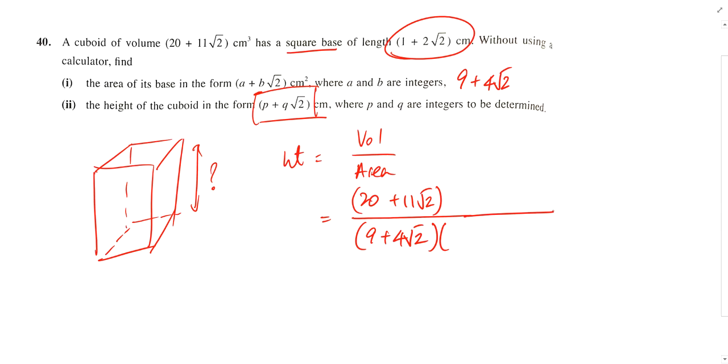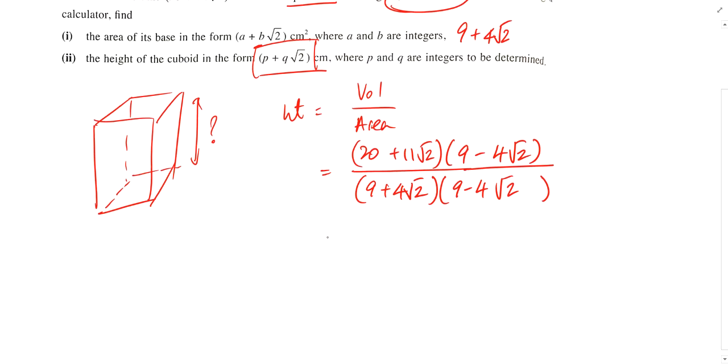What do we multiply in the denominator? So we must do the same for the numerator, 9 minus 4 root 2. Okay? So in the numerator, it's just normal expansion only. 20 times 9. How much is it? 180. Then we take 11 root 2 times negative 4 root 2. How much is that? Negative 44 times 2. So negative 88.